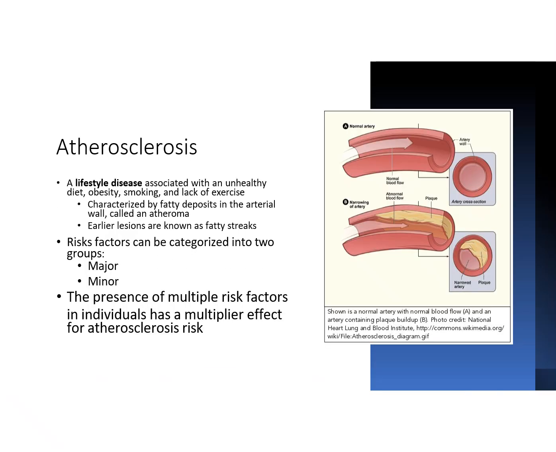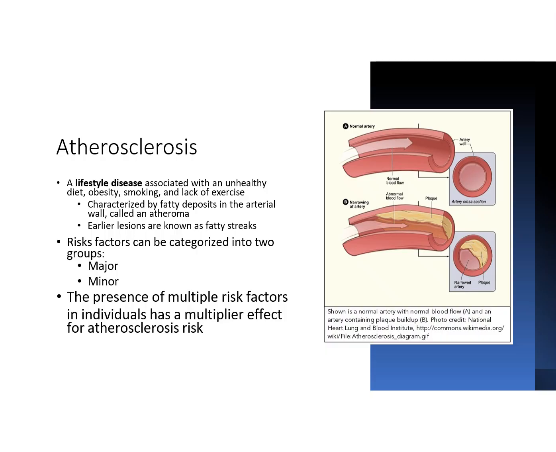Now we're going to zoom in on atherosclerosis specifically, because this is the form of arteriosclerosis you'll see most often in both histologic specimens and clinical correlations. Atherosclerosis is often described as a lifestyle disease, meaning it's strongly associated with modifiable behaviors such as unhealthy diet, obesity, smoking, and lack of physical activity. That said, lifestyle is only part of the story. We'll talk about risk factors in a moment.